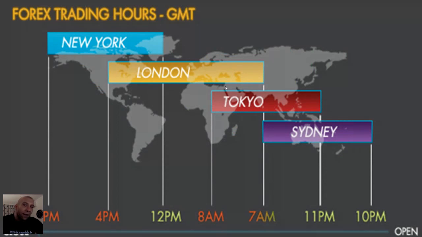Now we also have, of course, the Wellington session during New Zealand time, and we have the Frankfurt session that precedes London Open. Now those are not major sessions. Major sessions are New York, London, Tokyo. We can say Sydney, but Sydney is not that strong. So it boils down to New York, London, and Tokyo.